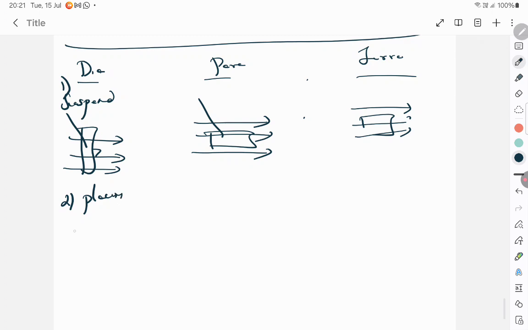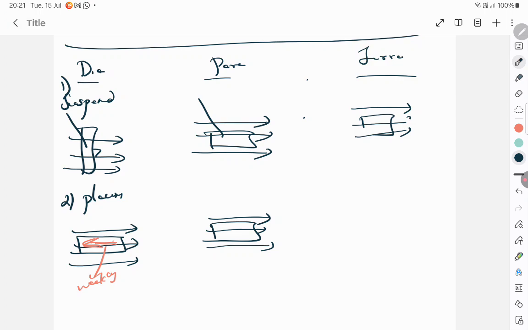When you place a diamagnetic specimen in a magnetic field, inside of it, it will be weakly magnetized in the opposite direction. When you place a paramagnetic substance in the magnetic field, within the specimen, it will get weakly magnetized in the same direction. Weakly, again, in the same direction. This is the opposite direction. Ferromagnetic is just a stronger version. It will get strongly magnetized in the same direction.